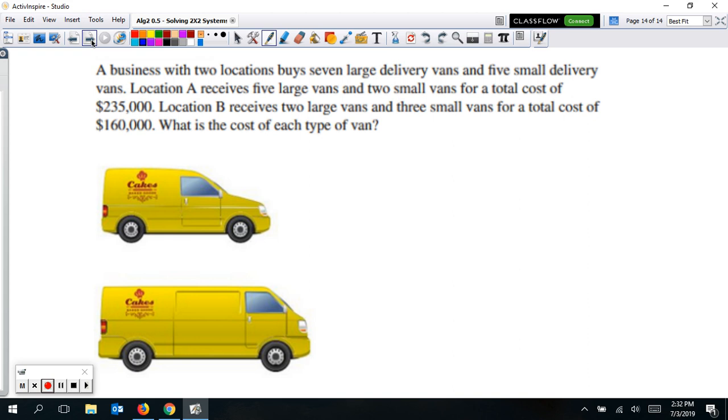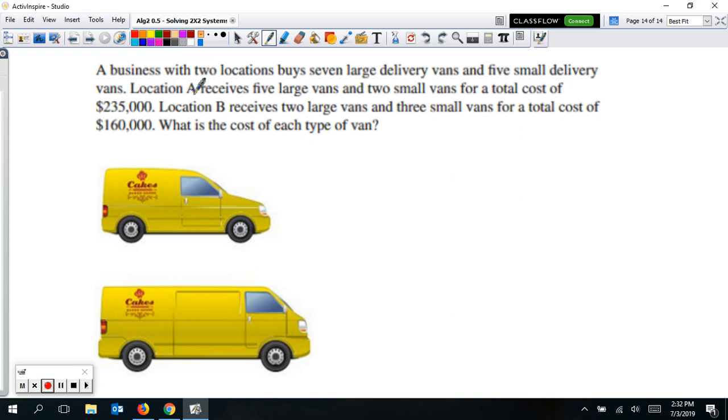Now, in order to answer that question, you are going to have to write a system. It didn't say to do that on this one, but you have to know that you're going to need to write a system of equations to figure out what the cost of each type of van is. So go ahead and pause the video, maybe first just write your system of equations, and then check it with what I'm going to do here in a minute. Write your system, then play it again and check to see if you're right on that system.